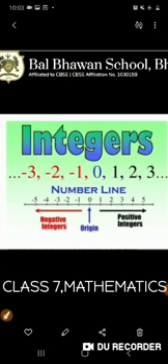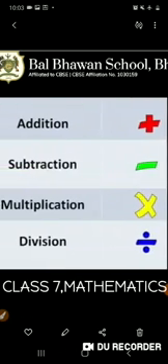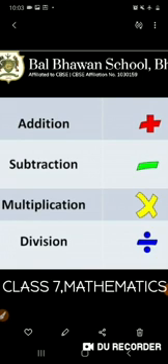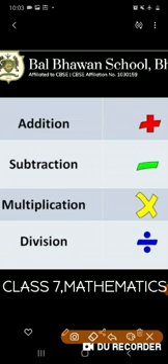So children, these are the numbers which make the set of integers. Okay. Children, now we are going to learn about the basic 4 operations of mathematics on integers. What are they? Addition, subtraction, multiplication and division. So let's see how can we add, subtract, multiply and divide the integers.